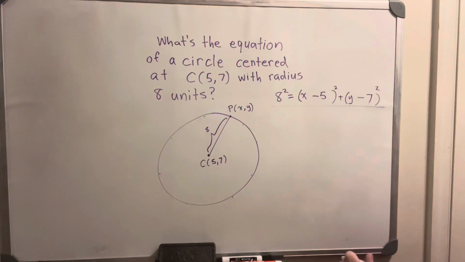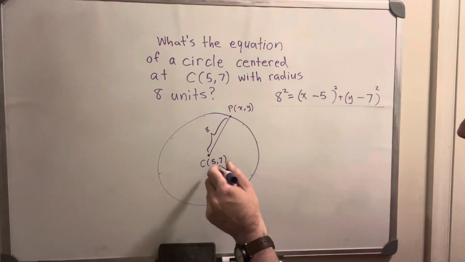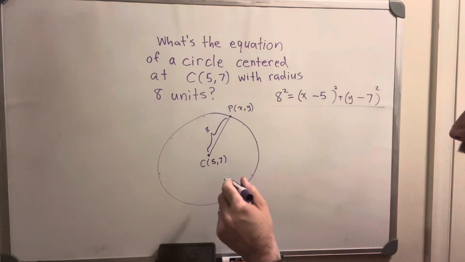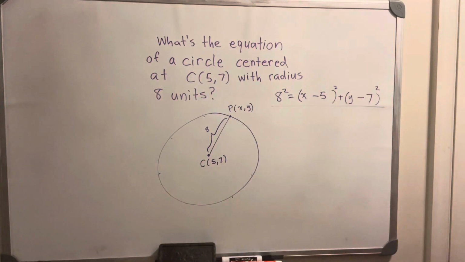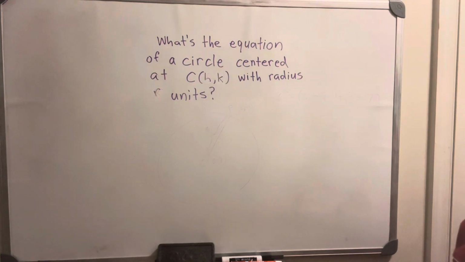And so in the next example, we'll say not a specific number, but we'll say that the center is at some arbitrary point and the radius is some arbitrary value. We'll see that. So now we'll just do it where we use variables which could stand for any specific numbers. What's the equation of a circle centered at some point C with coordinates h, k and the radius r units?